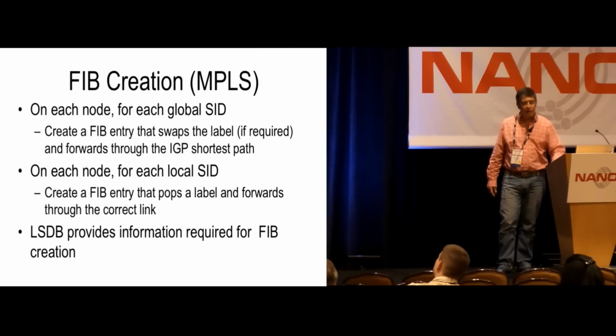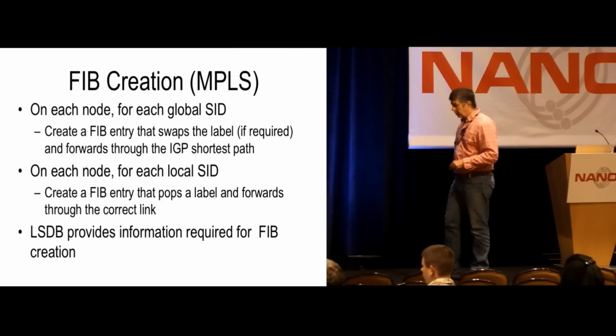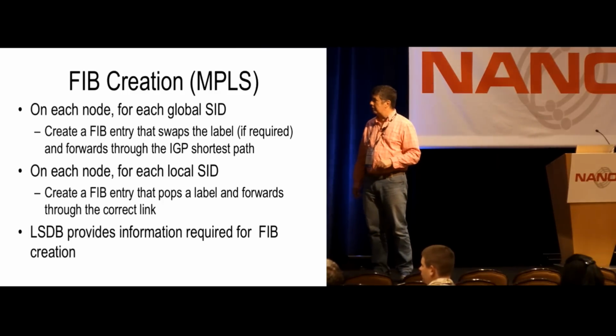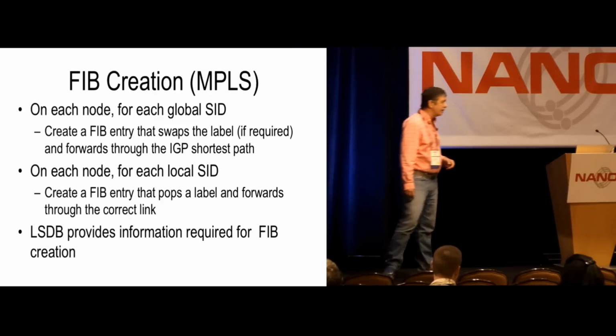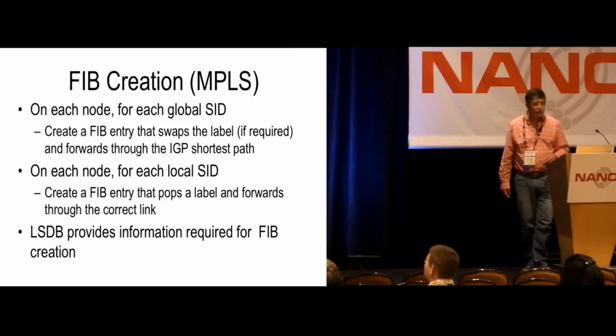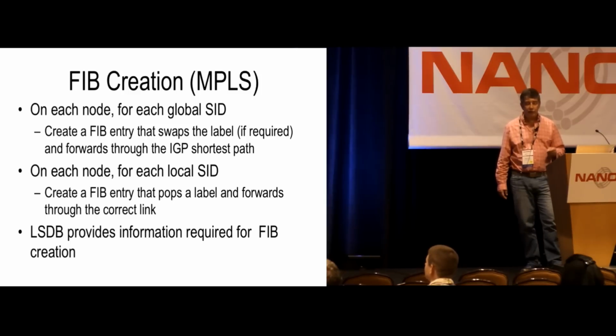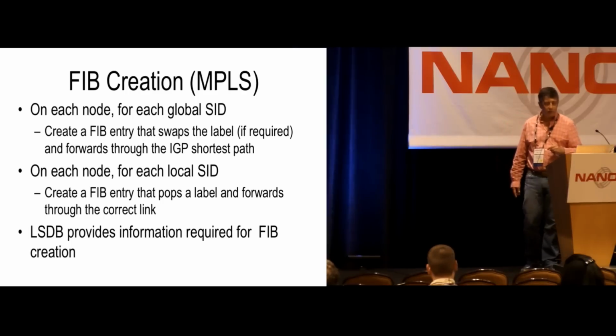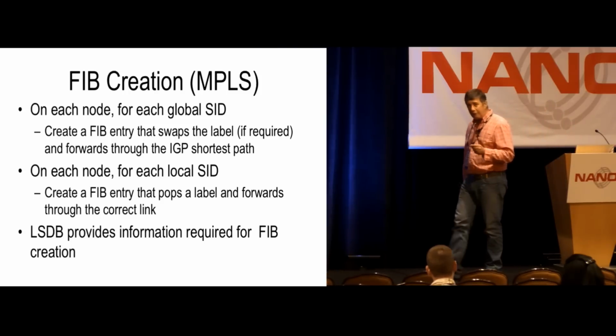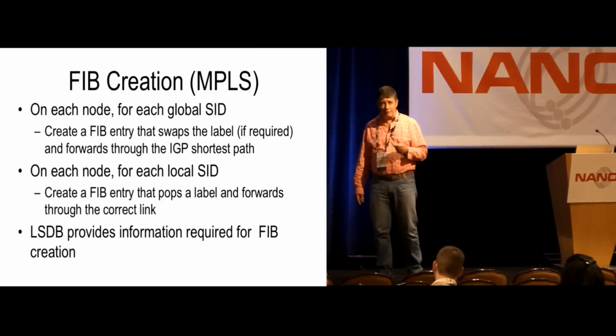The next thing you need to do is create FIB entries. When you get a label, well, let's see, might as well read the slide. On each node, for each global SID, you create a FIB entry that swaps an inbound label for an outbound label as required by the SRGB downstream and puts you on the IGP shortest path. For each node on a local SID, you have a FIB entry that does a pop and forwards. And again, you can create all of the FIB entries you need from information that's in the LSDB.